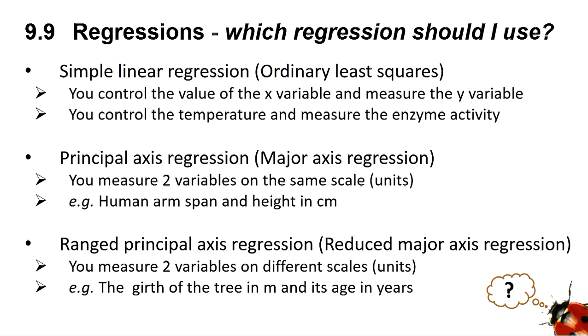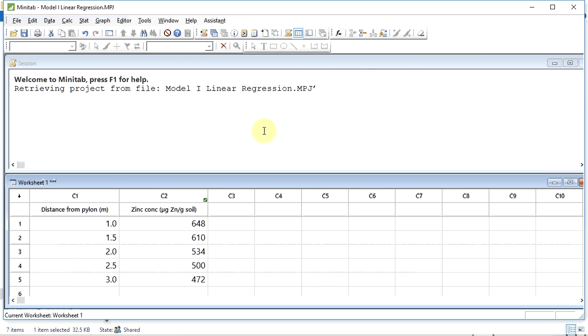In Minitab, it is difficult to do Model 2 regressions, so in this screencast we're going to focus on Model 1 simple linear regression. If you need to do Model 2 regressions, can I suggest you check out the screencasts for regressions using the program R. I have loaded the data from table 9.11 into Minitab.